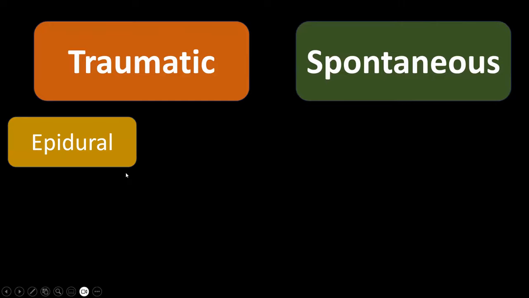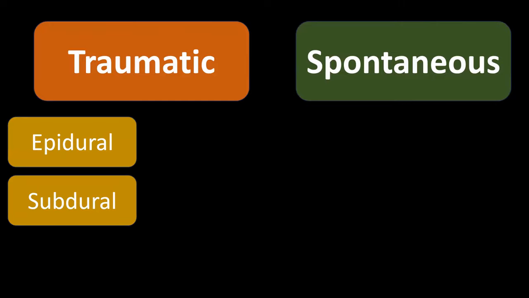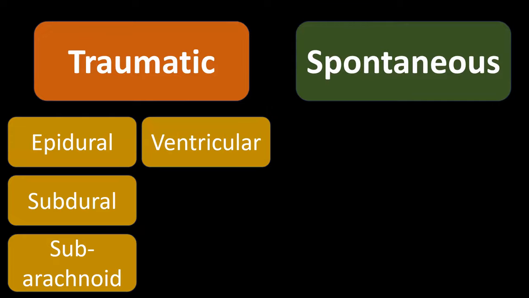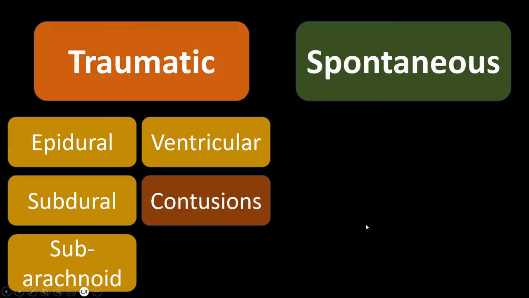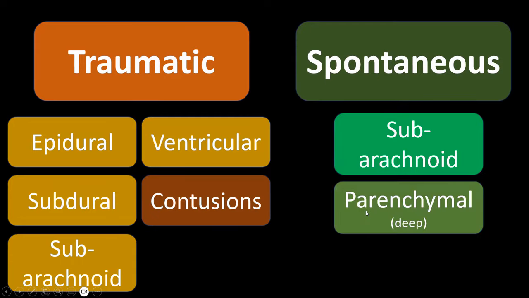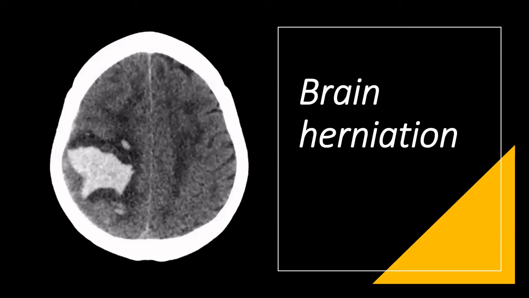The cause can be traumatic or spontaneous, but epidural hematomas are almost always traumatic, as are most subdural hematomas. Subarachnoid hemorrhage can be both, but we have seen the difference between the pattern of an aneurysmal subarachnoid hemorrhage and a traumatic subarachnoid hemorrhage. Ventricular hemorrhages can be traumatic or spontaneous, and we have contusions. When it comes to spontaneous hematomas, we have the subarachnoid hemorrhage due to a ruptured cerebral aneurysm, and we have our parenchymal hematomas, either deep or lobar.